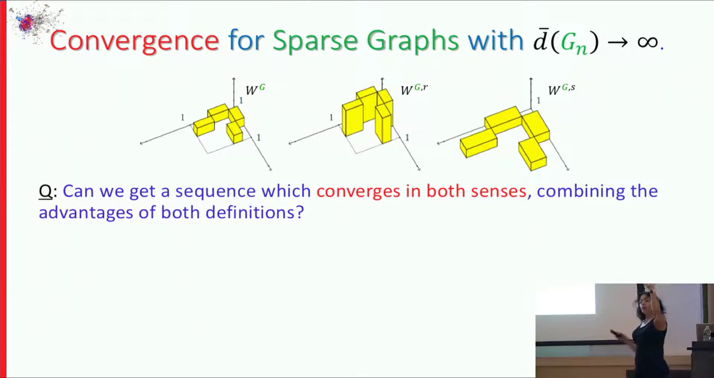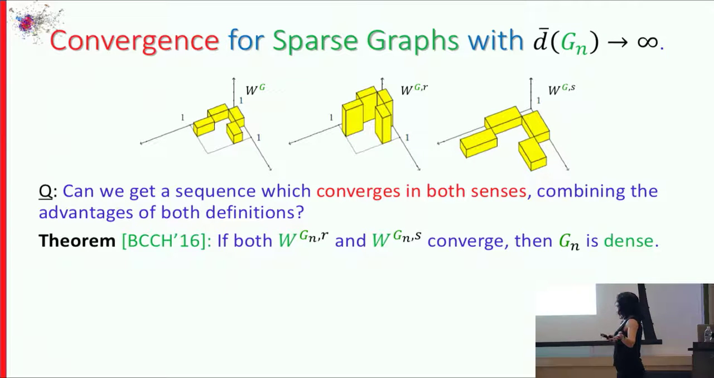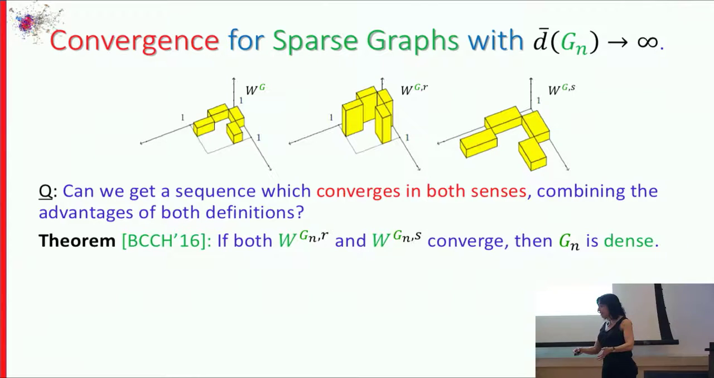Okay, so now both of them sound pretty good. Can we get something that converges in both senses? When you have two things that are good, why not have them both? Well, actually, if both converge, then it's dense. So then we get back to the dense case. So we're really talking about two different classes of graphs, except for the dense case.